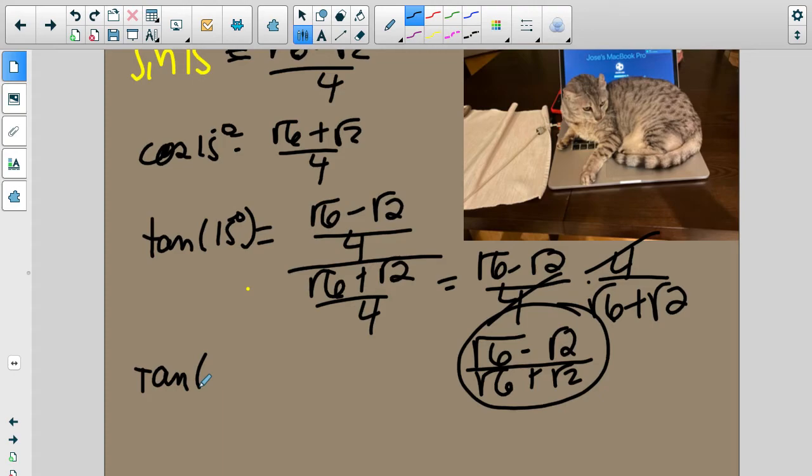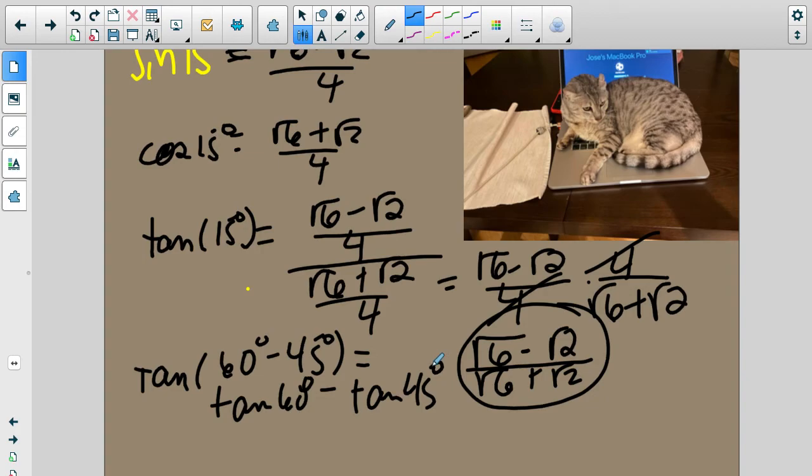So while we're brainstorming, like Julia and Anya were asking at the beginning of class, what do I do for 15? I wouldn't mind if you did 45 minus 30, but your life's going to be a little bit harder with tangent. I'm going to do 60 minus 45. Please stay with me, girls. That's tangent A minus tangent B over 1 plus tangent A times tangent B.